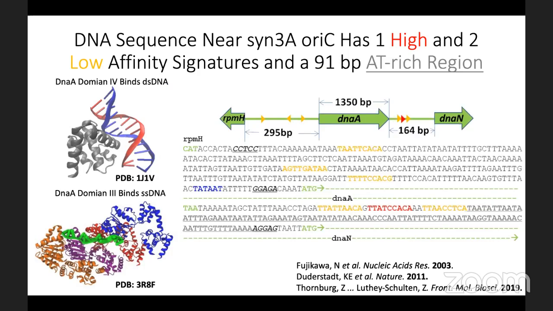So in bacteria, the initiator protein DnaA is responsible for initiating DNA replication. And it's been found through crystal structures that its domain 4 binds to double-stranded DNA at 9 base pair signatures, and that its domain 3 binds to single-stranded DNA at 3 nucleotide repeats. And so using the sequence information for the genome of Syn3A, we have 2 low affinity sites and 1 high affinity site for domain 4.